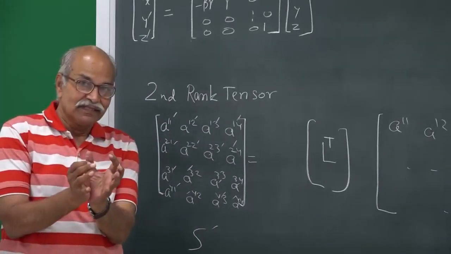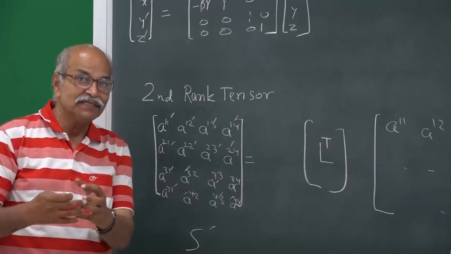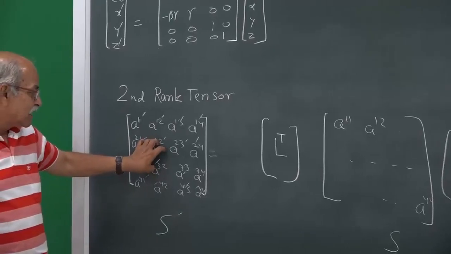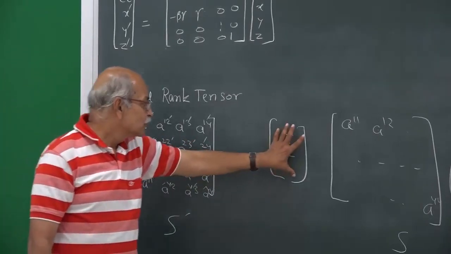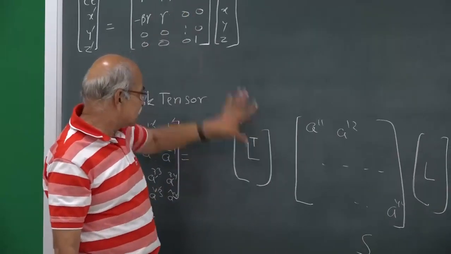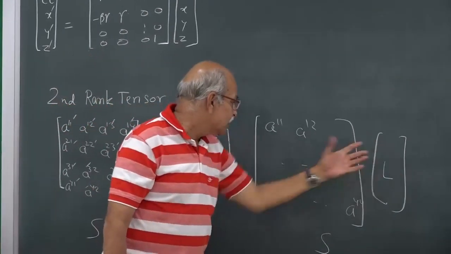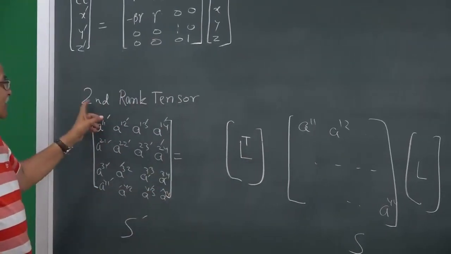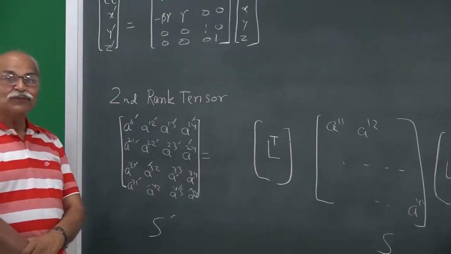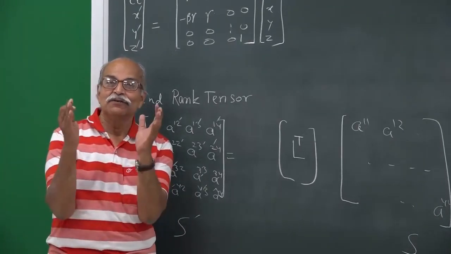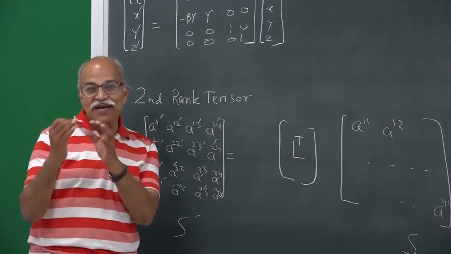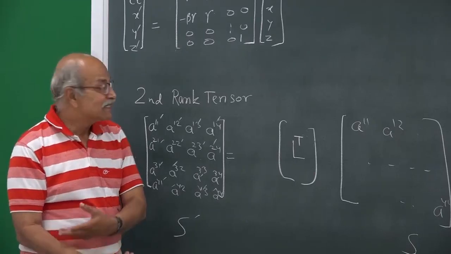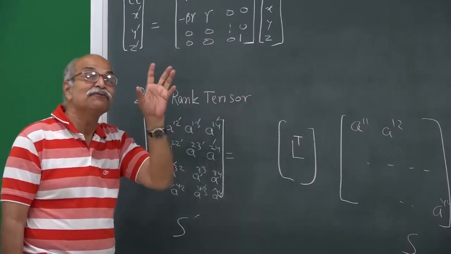So any such quantity for which you have 16 components in a given frame, and the components in S frame and the components in S prime frame are related by this relation, the Lorentz transformation matrix here, the Lorentz transformation matrix here, and in between these components, such a quantity is known as a second rank tensor. And it so happens that Ex, Ey, Ez, Bx, By, Bz happen to be second rank tensor components in some fashion.